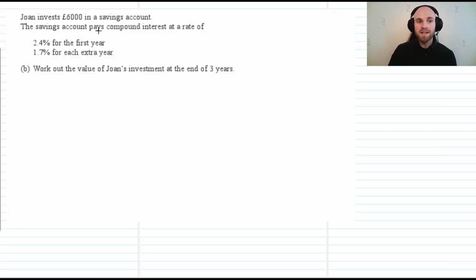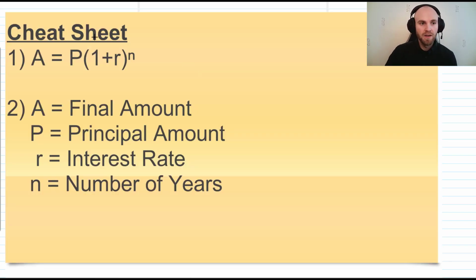So part B, Joan invests £6,000 in a savings account. The savings account pays compound interest at a rate of 2.4% for the first year, 1.7% for each extra year. Part B, work out the value of Joan's investment at the end of 3 years. So if we go to the cheat sheet, we have this really nice formula. It looks a little horrible, but it's very useful. We have A equals P, and then in brackets 1 plus R to the power of N, where A is the final amount, P is the principal amount, R is the interest rate, and N is the number of years.